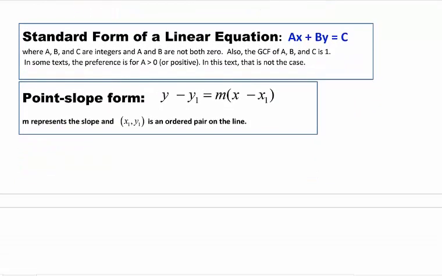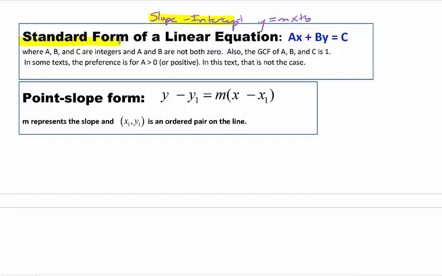What I really consider the new material is starting at this point. So there are 2 ways that they may ask you to write an answer. They may ask you to write the answer in y equals mx plus b form, which is, again, slope-intercept. That's y equals mx plus b. And we have our standard form, which is ax plus by equals c.